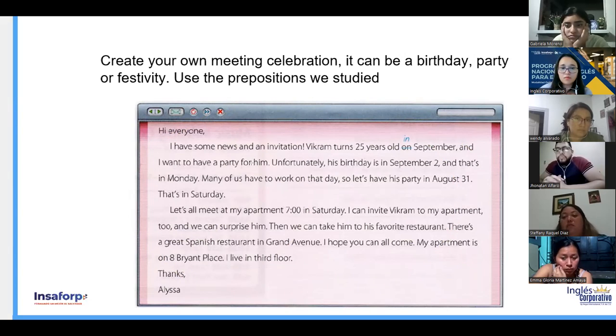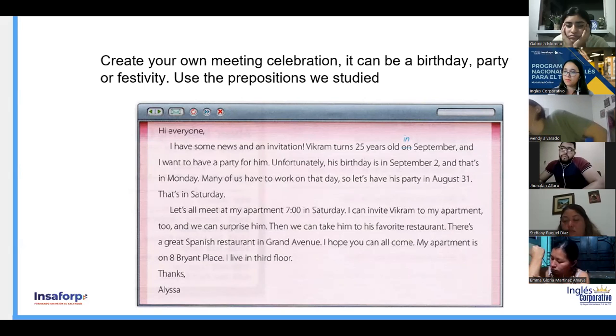Teacher, when you say my apartment is on a brave place, is on because it's a specific duration? We're going to study that, the prepositions of place. That is another topic. So by now we are going to have the ones that we have studied with time.